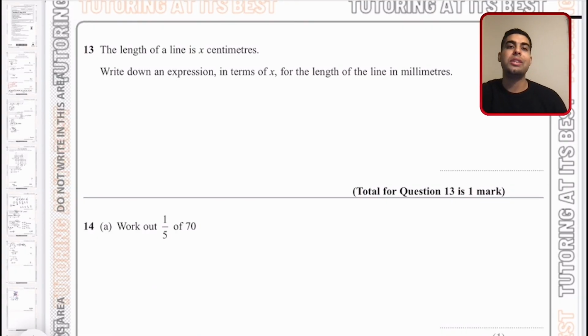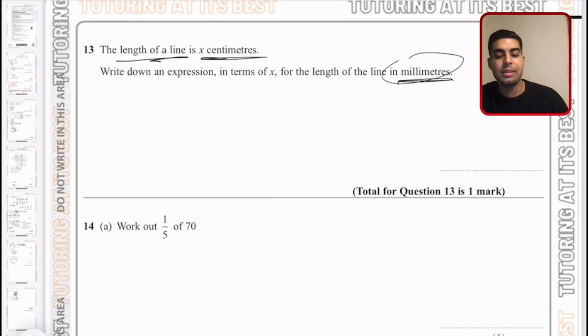Let's now jump over to question 13, which is again algebra as an expression. So they've told us that the length of a line is x centimeters, and they want us to express this in millimeters. So the first thing we need to do is look at the conversion between centimeters and millimeters. So from what we know, we can say that 1 centimeter is equal to 10 millimeters.